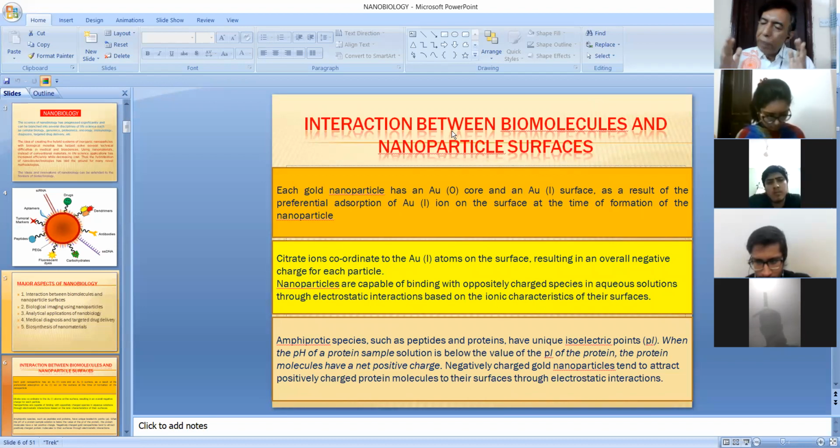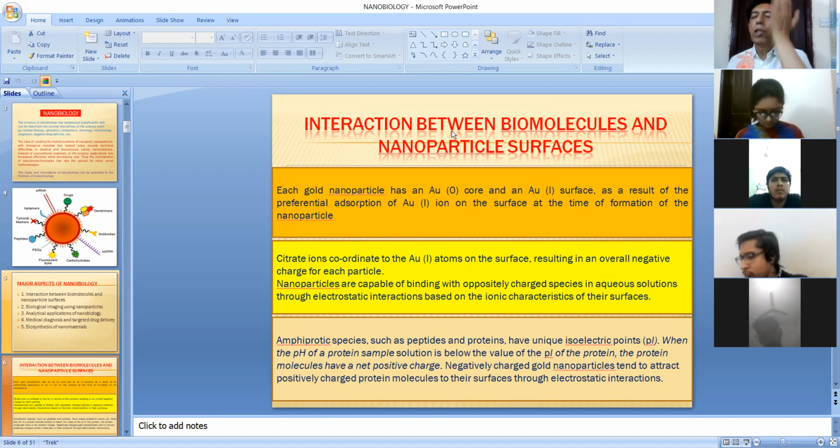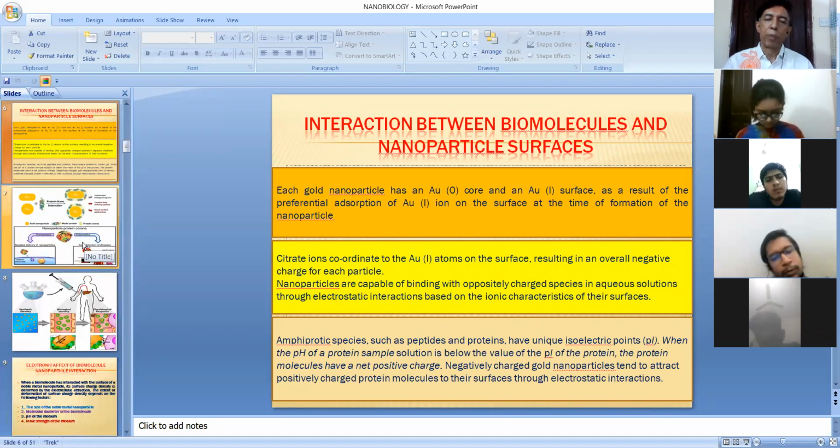So it is very much pH dependent. That means it is very much not pH, it is very much isoelectric point dependent in case of protein. If you make this protein solution above the isoelectric point, then the gold nanoparticle will not attract the protein molecule. So this thing is very much related to the isoelectric point.